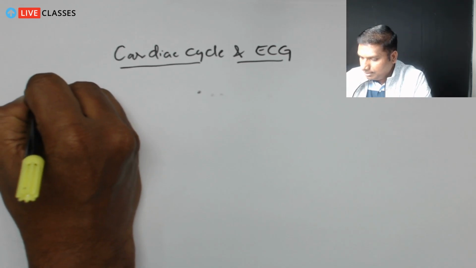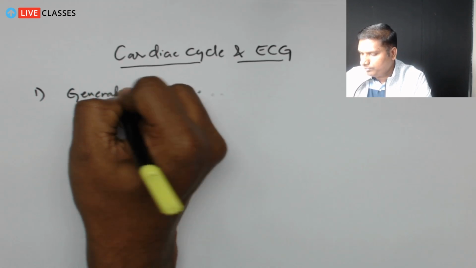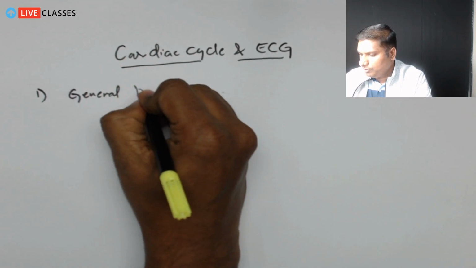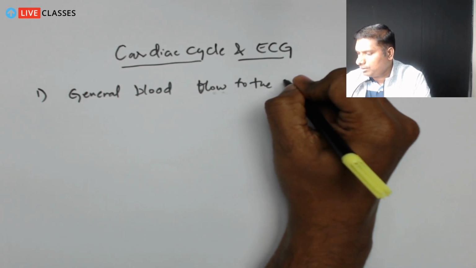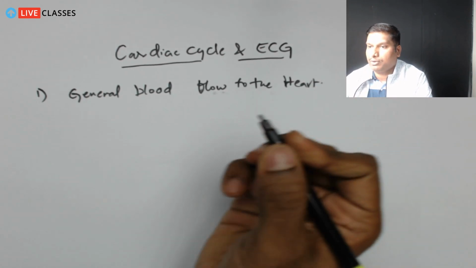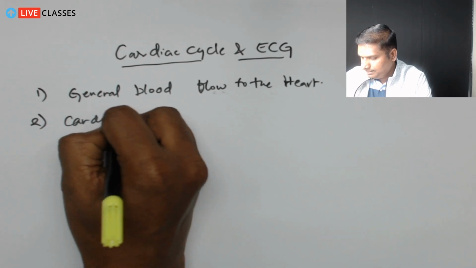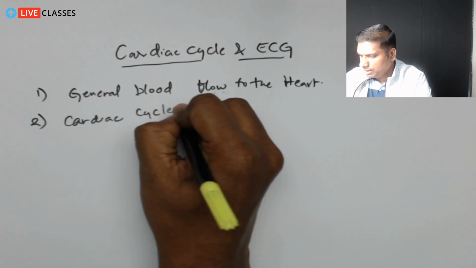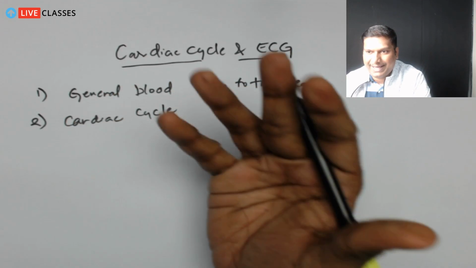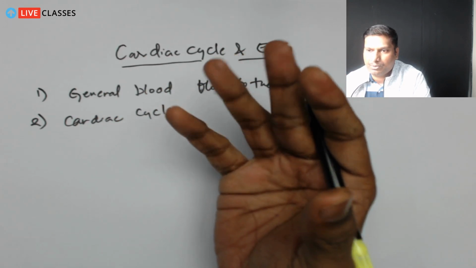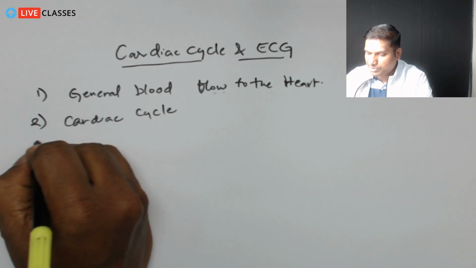Today we'll start with the general blood flow to the heart. Then we'll look at the actual cardiac cycle, where we'll be discussing the various terminology, like what is diastole, what is systole, what is atrial diastole, what is atrial systole, things like that, and what happens at each and every stage.